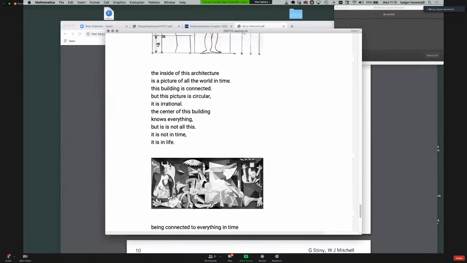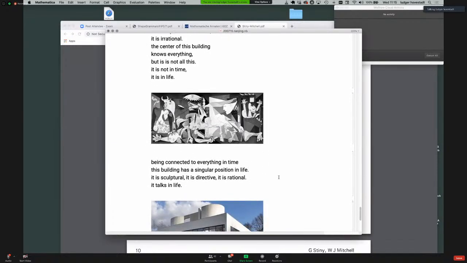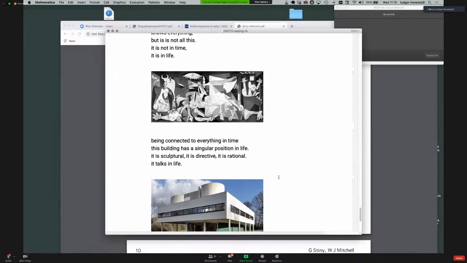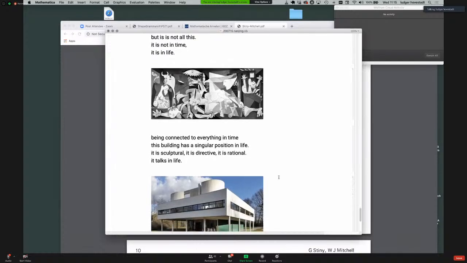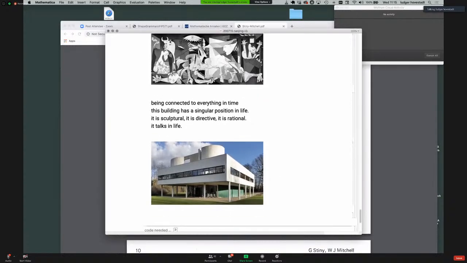This is Picasso. By being connected to everything in time, this building has a singular position in life. It is sculptural, it's directive, it's rational. It talks in life.